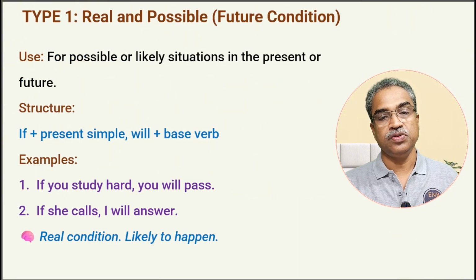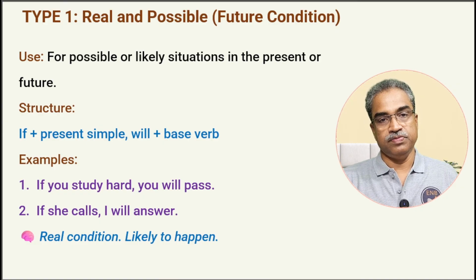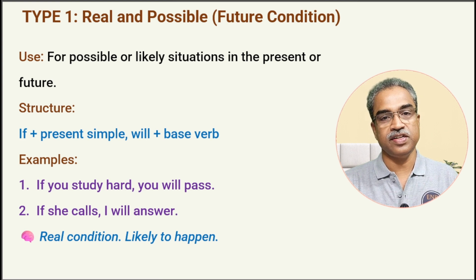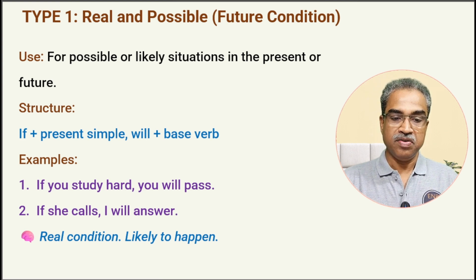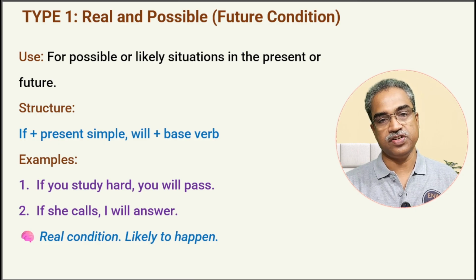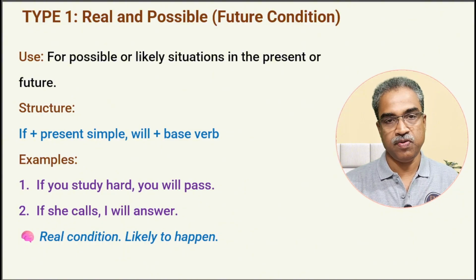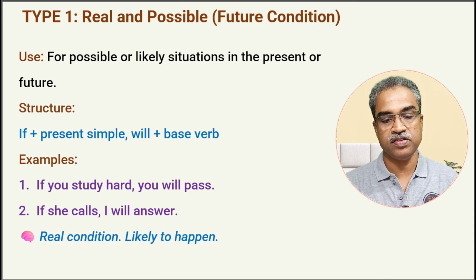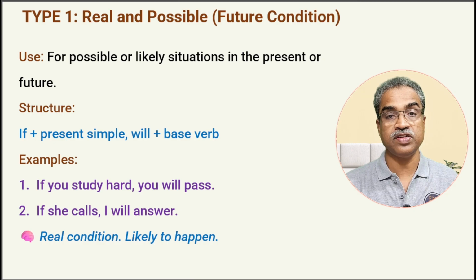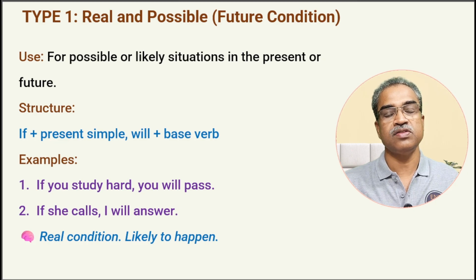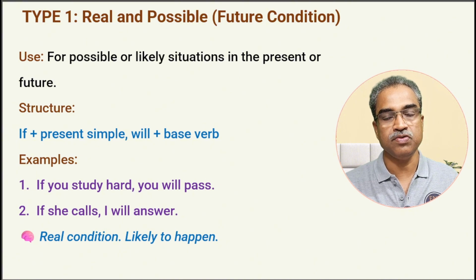Now let's come to type 1. Type 0 we saw, zero conditional. Now let us come to type 1 sentence, conditional sentence 1. They are real and possible future conditions. Let me explain this. What is the use of a type 1 sentence? Simple condition, or type 1 we call. The use is for possible or likely situations in the present or future. So it means if something happens, something else will be the result. Either the result will be in the present or mostly in the future.